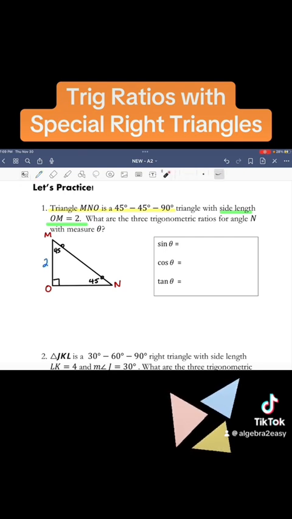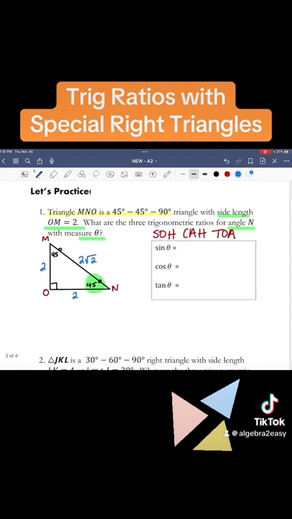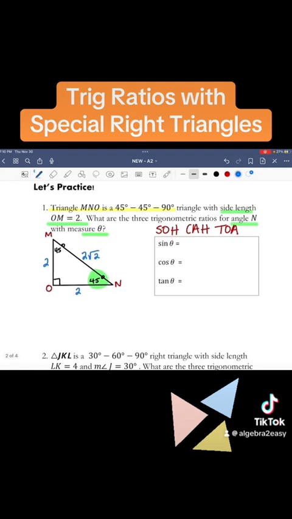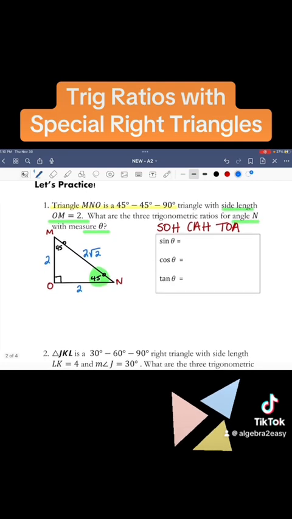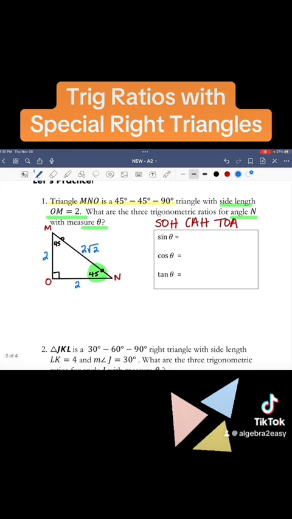Now, what's great, like I said, if you have those special right triangles memorized, you know that your legs are going to be the same length. So if one leg is 2, that means the other leg is 2. Also, you know that your hypotenuse is also going to involve that same length of 2, but radical 2 is going to be next to it. Now, it does want us to find those 3 trigonometric ratios for angle N. So we must use SOHCAHTOA. And remember, it houses our opposite side, our hypotenuse, and also our adjacent side.